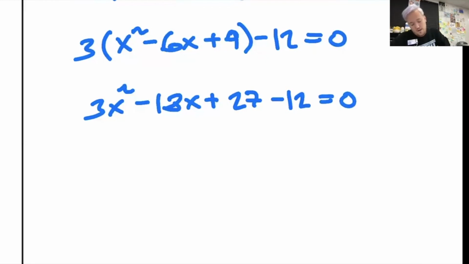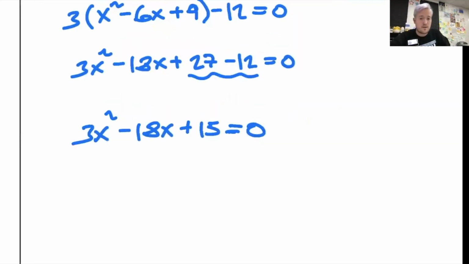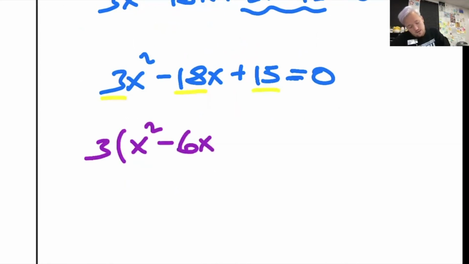And now I want to combine the 27 and the negative 12. So we're going to have 3x squared minus 18x plus 15 equals 0. So now here's our standard form for a quadratic. Now, if you look at the coefficients here, we have 3, -18, and 15. There's a GCF of 3, so I want to take out that 3, which leaves me with x squared minus 6x plus 5 equals 0.